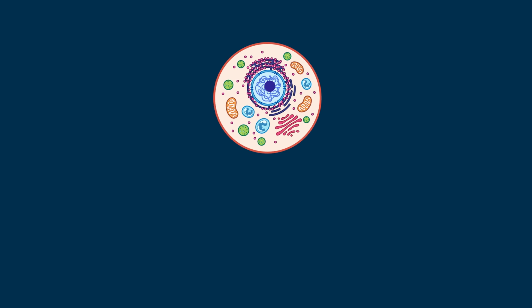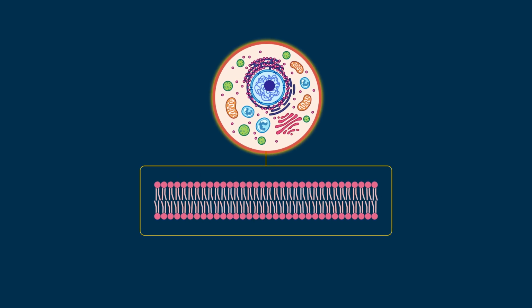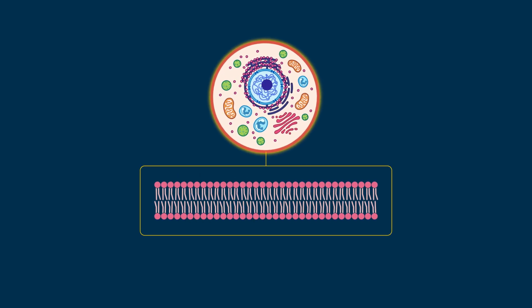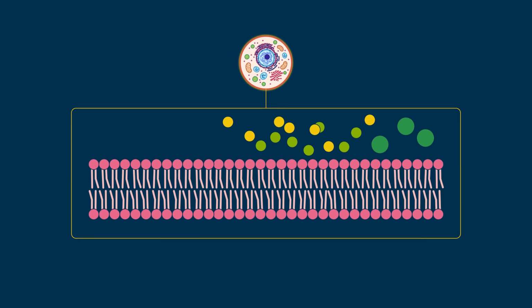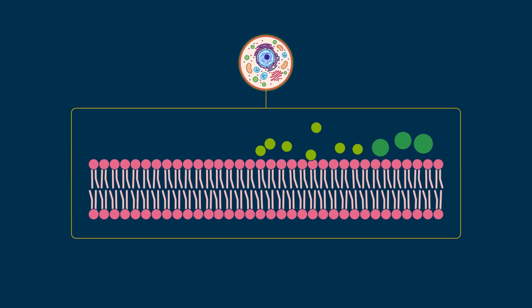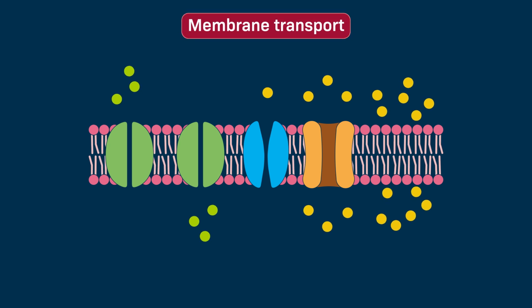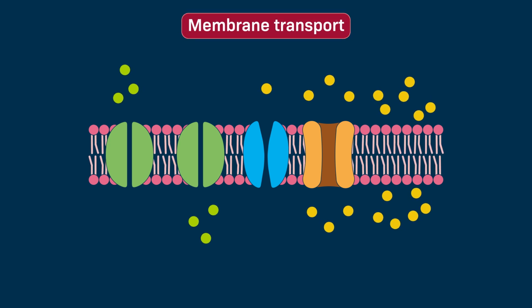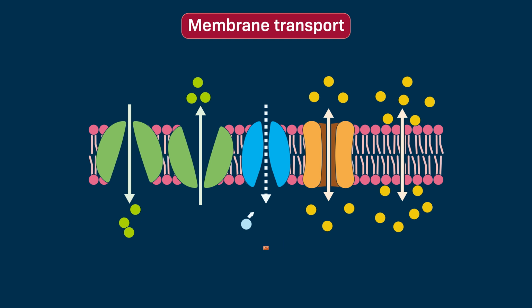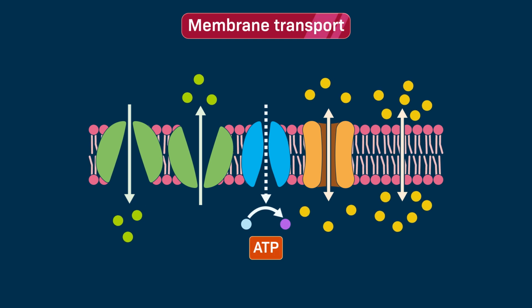Have you ever wondered why some substances move effortlessly in and out of our cells, while others require a bit more effort? Well, in this video, we'll answer exactly that. There are many different kinds of substances that need to get in and out of the cell. To do this, they need to pass through the cell membrane. This is known as membrane transport.